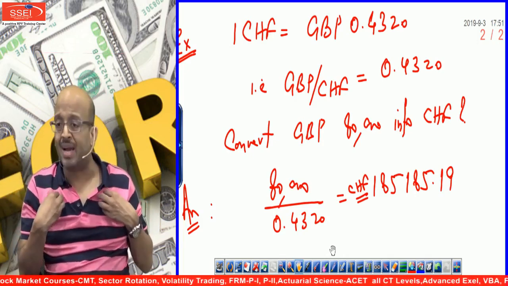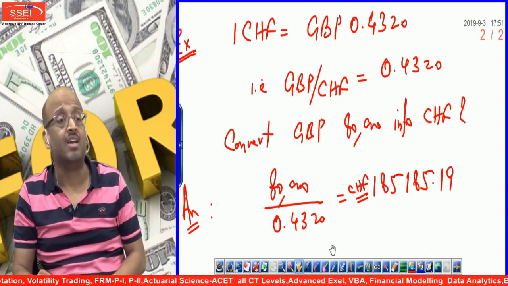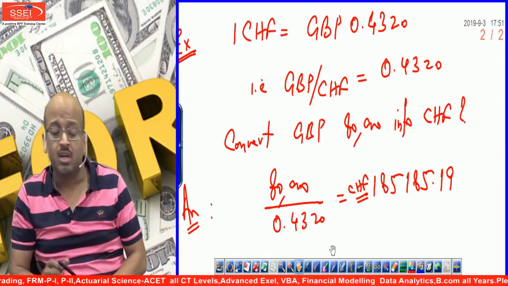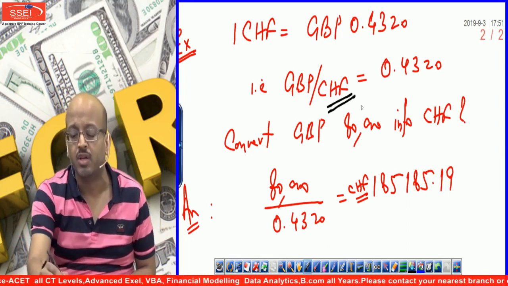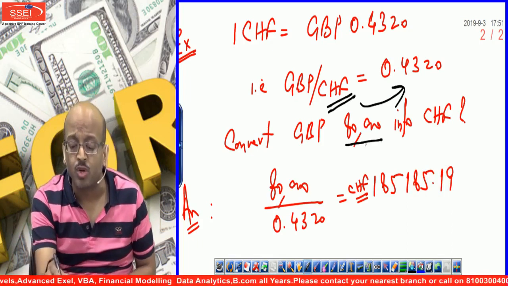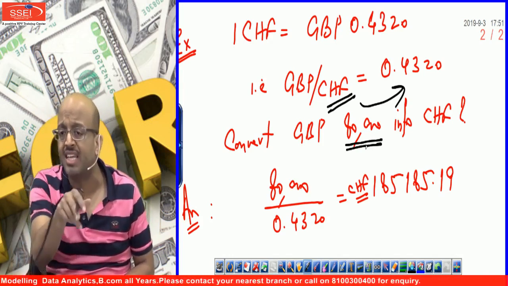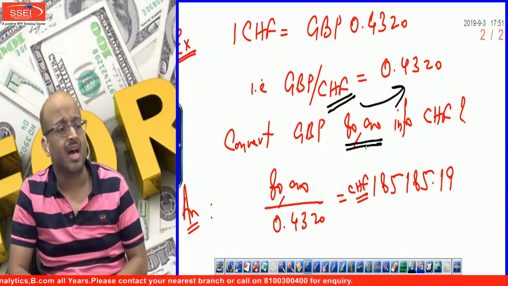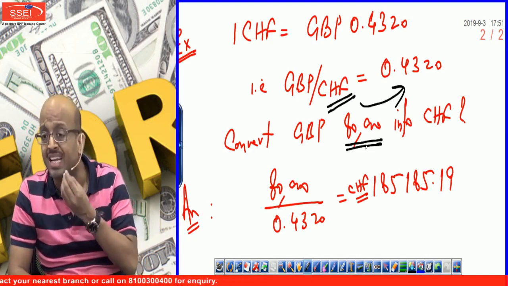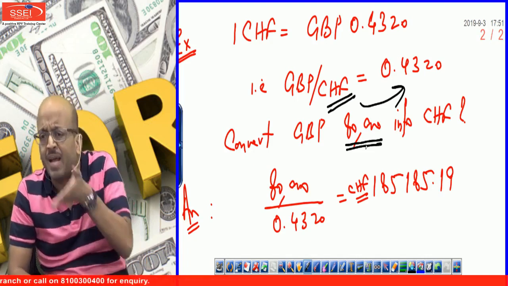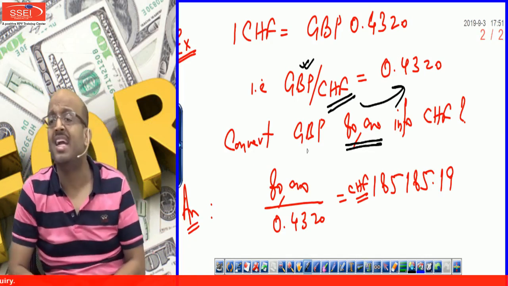However, at a personal level, I have never adopted this method of understanding divide or multiply. My logic has been, what is the base currency? The base currency is CHF. So if the amount given to us is CHF, it has to be multiplied. But if the amount given to us is not CHF, it is GBP, it has to be divided. I feel more comfortable that way. If the amount to be converted is the base currency, so it is the price of base, you have to multiply. But if the amount is the numerator currency, then it has to be divided.